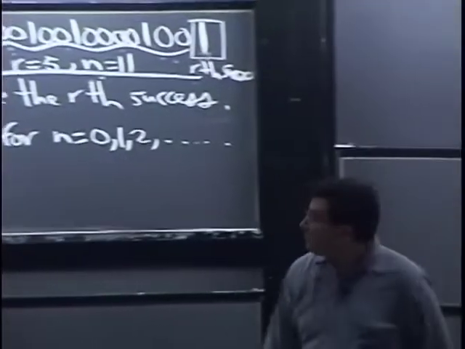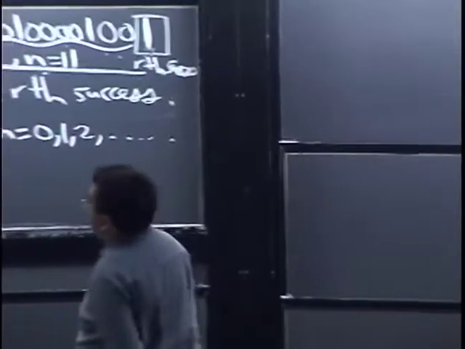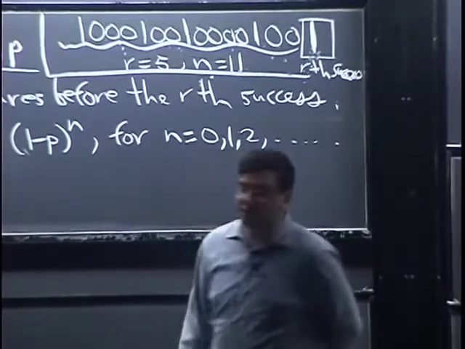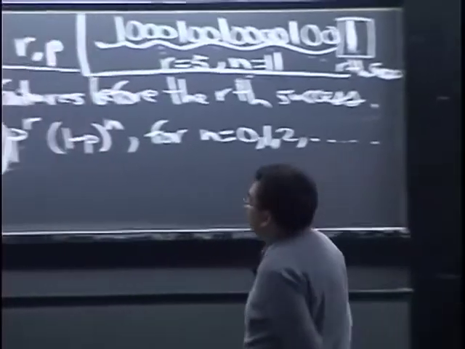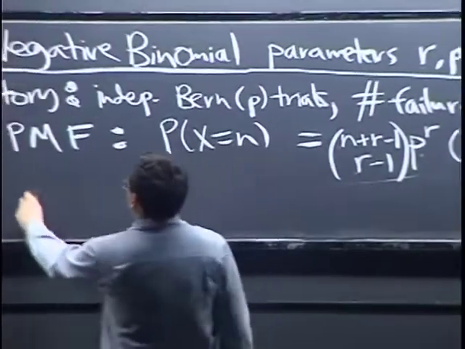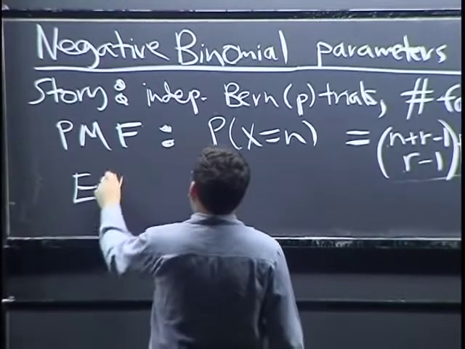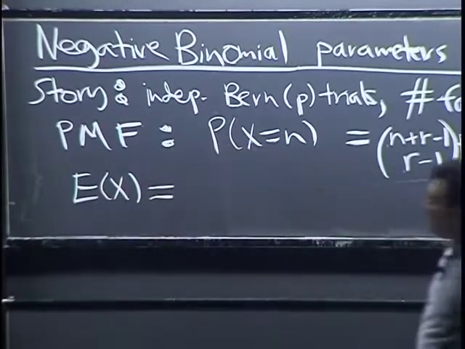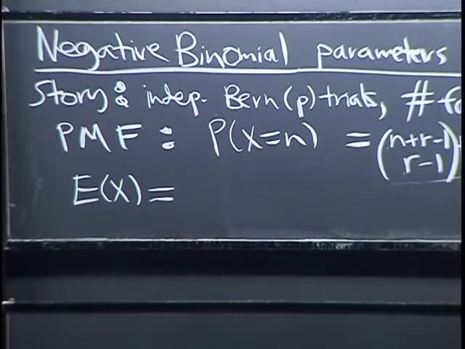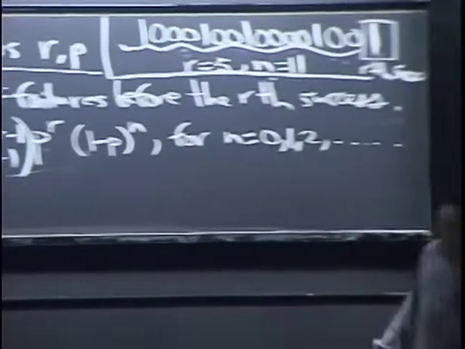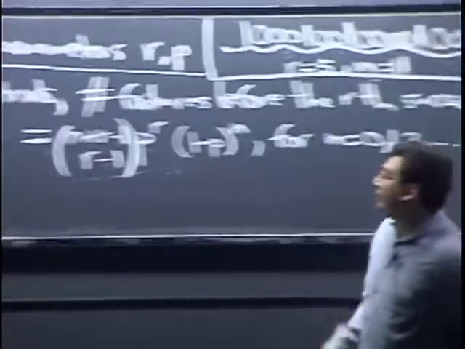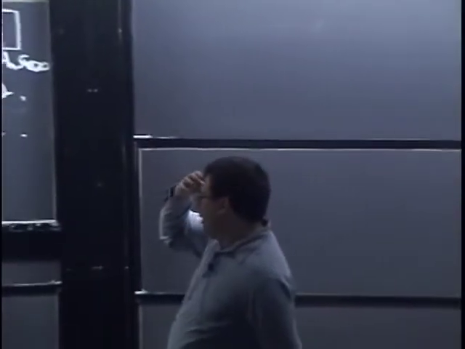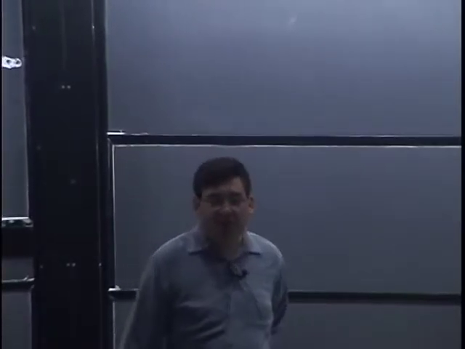Well, the next obvious thing to do is compute the mean, right? So let's find E of x. Okay, so we have the PMF. So in principle, we can compute the mean just by taking the sum of n times this, summed over all n. And that looks pretty nasty. So let's try to think of a better way to do it.